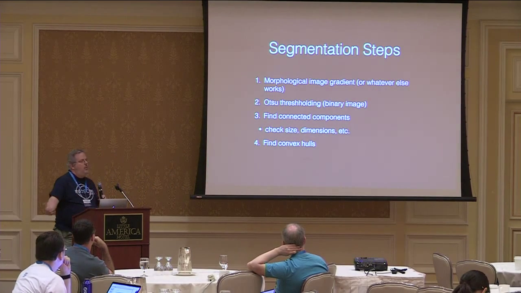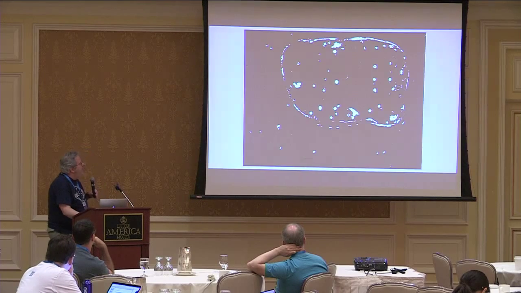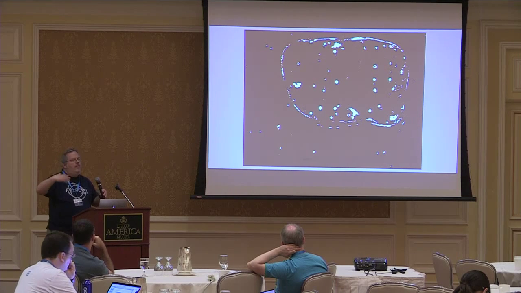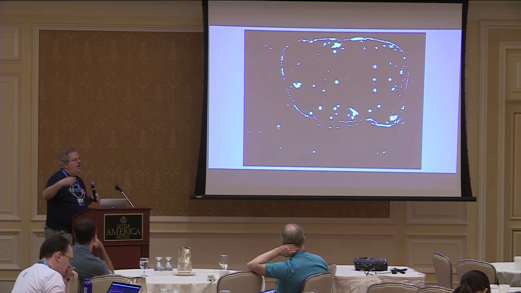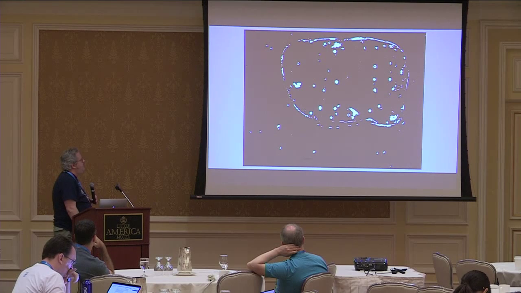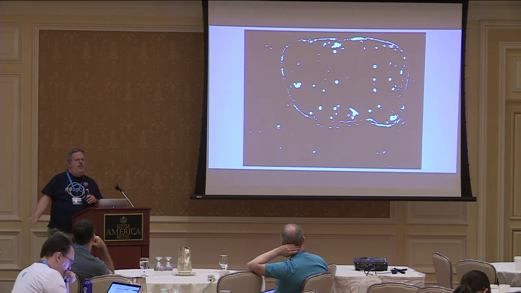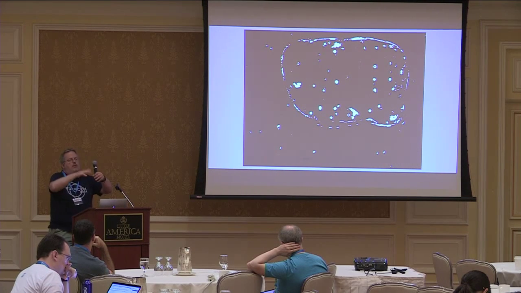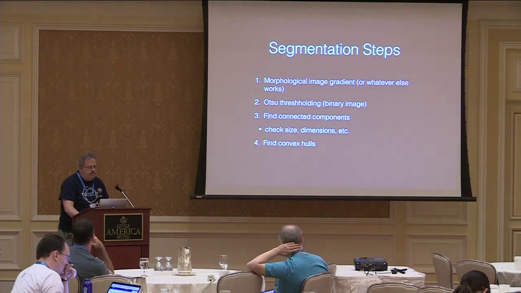And then once you have the connected components, if you want to remove things that look like the outlines, you can look at how big they are, how many pixels they are, their dimensions, the length versus their width, things like that to narrow things down. And then finally, we find the convex hulls of the cells. A convex hull is like if you had taken a rubber band and wrapped it around the cells. All right.